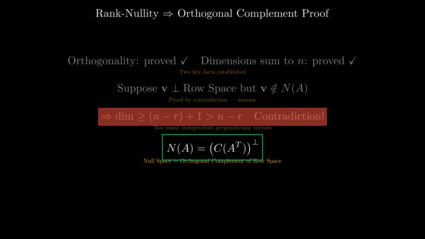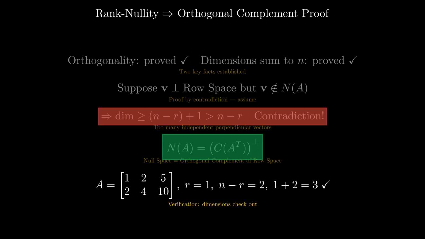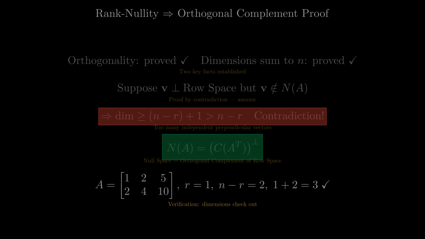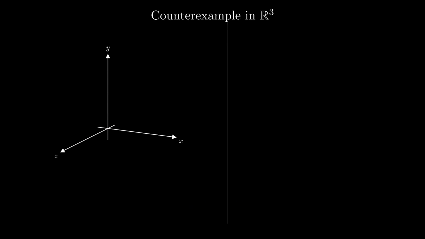As a quick check, consider the matrix A equals 1, 2, 5 in the first row, and 2, 4, 10 in the second row. The rank is 1, n minus r is 2, and 1 plus 2 equals 3, which equals the number of columns. Everything checks out. A counterexample sharpens this idea.